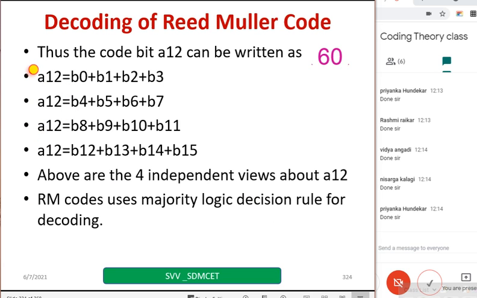Let us consider received as R instead of B0, B1. I am using R0, R1. R stands for received. R0 to R15 for decoding. A12, we form the following sums.